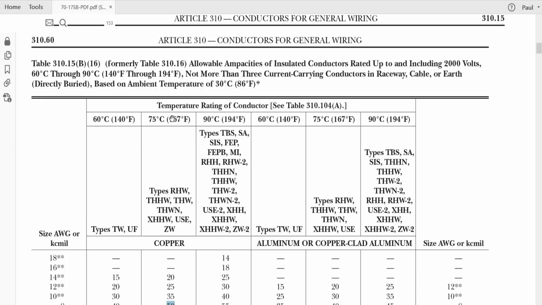Here's your 60, 75, and 90. Here's the type of insulation systems for each one of these conductors that are rated. Now, if you want to find out what these mean, like THHN, that's thermoplastic, high heat, and nylon covering, then you're going to go to 310.104(A), and that's going to give you a complete list of all the different types of building wiring and what these numbers mean, what letters mean, and all that kind of thing. All right, so we got that.